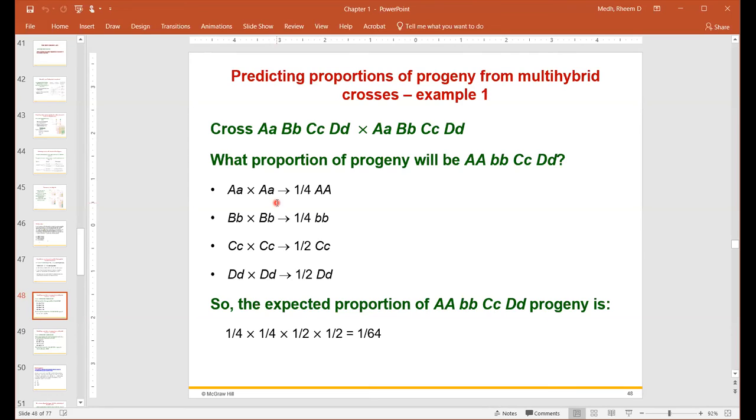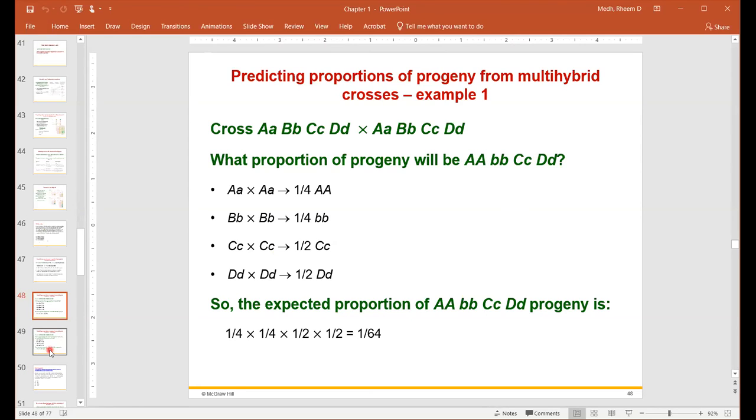So instead of doing a Punnett square to figure out what proportion of offspring are going to be like this, you can just apply the product rule. Questions, anybody?